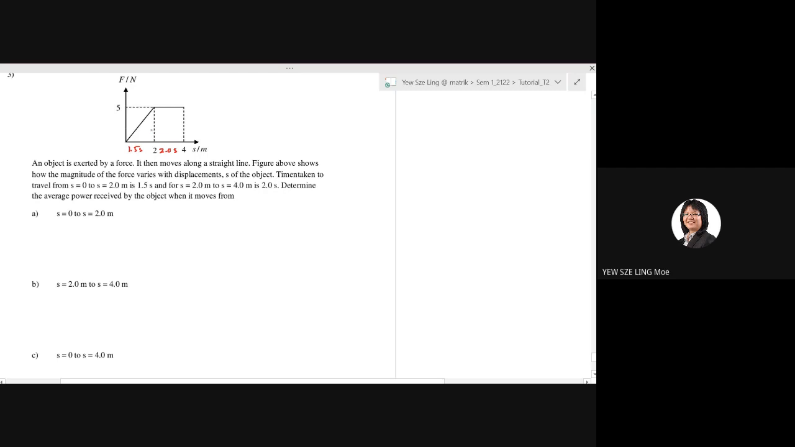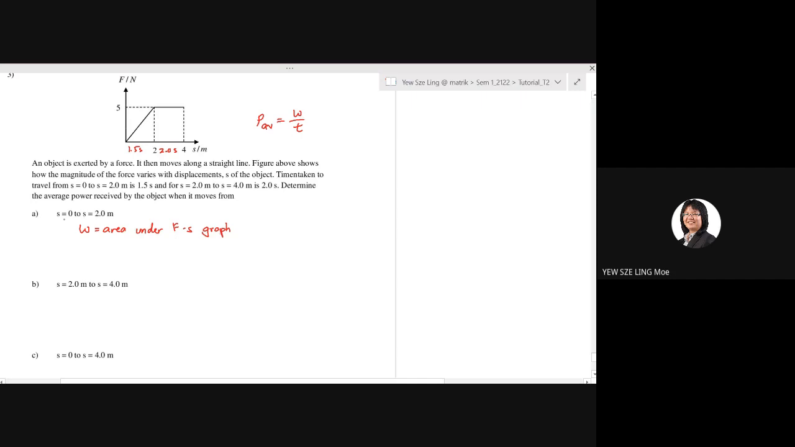So from 0 to 2 meter, the first thing that we need, if you recall, average power, P average, is equal to W over T, which means we need the work done. So how to calculate work done? Now you're given the F against S graph. So W equals the area under the F-S graph.